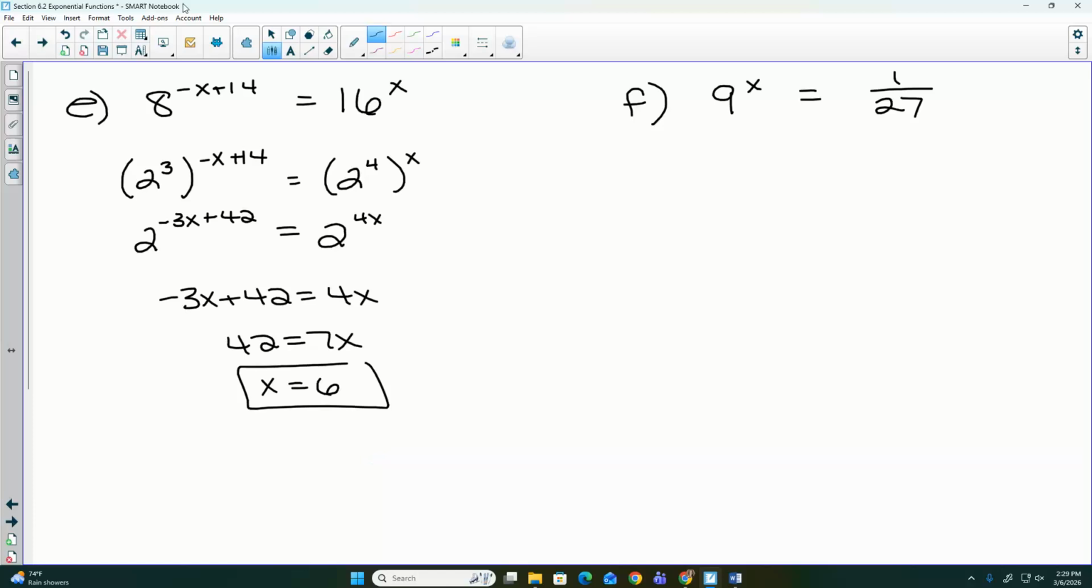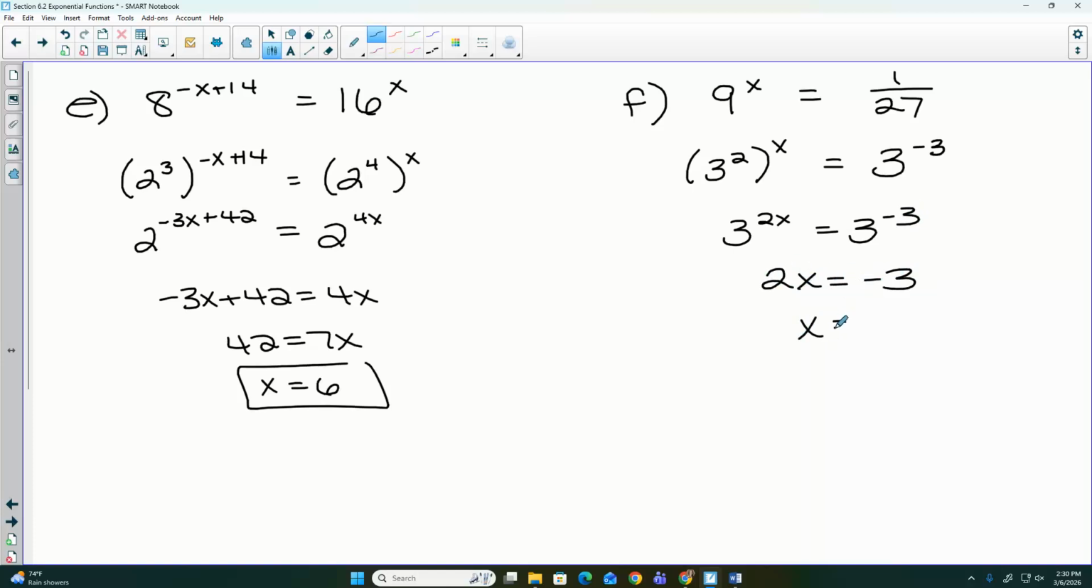All right, this one, 9 and 27. What can I do with those? 3. 9 is 3 to the 2nd. 1 over 27 would be 3 to the, okay, power to a power, we multiply. So set the exponents equal. And we get -3 halves.